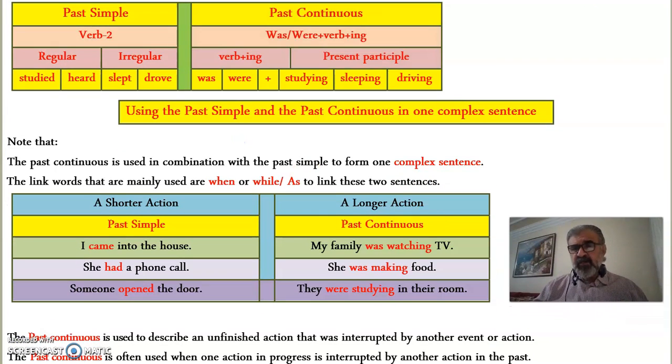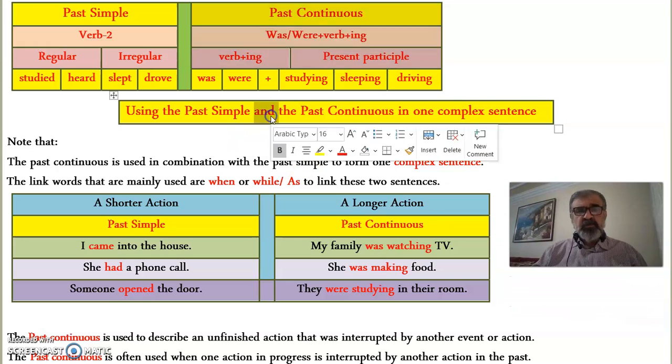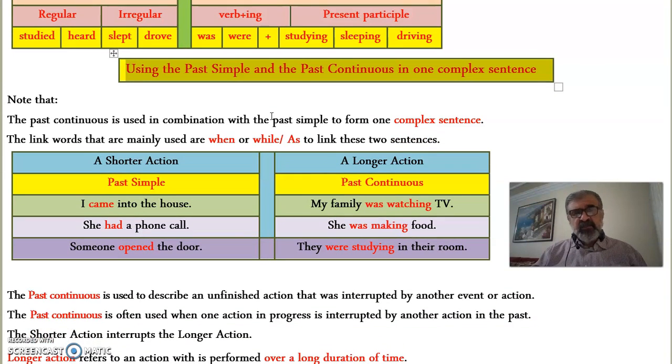Now, our intention is to show you how to use the past simple and past continuous actually in one complex sentence. There's a note to be taken into consideration. Past continuous is used in combination with the past simple to form one complex sentence. This is what we said before.